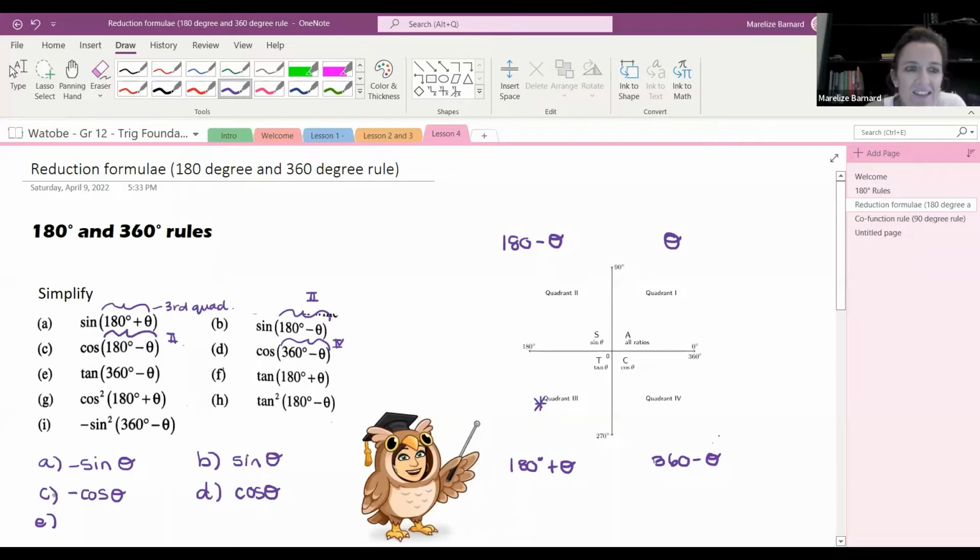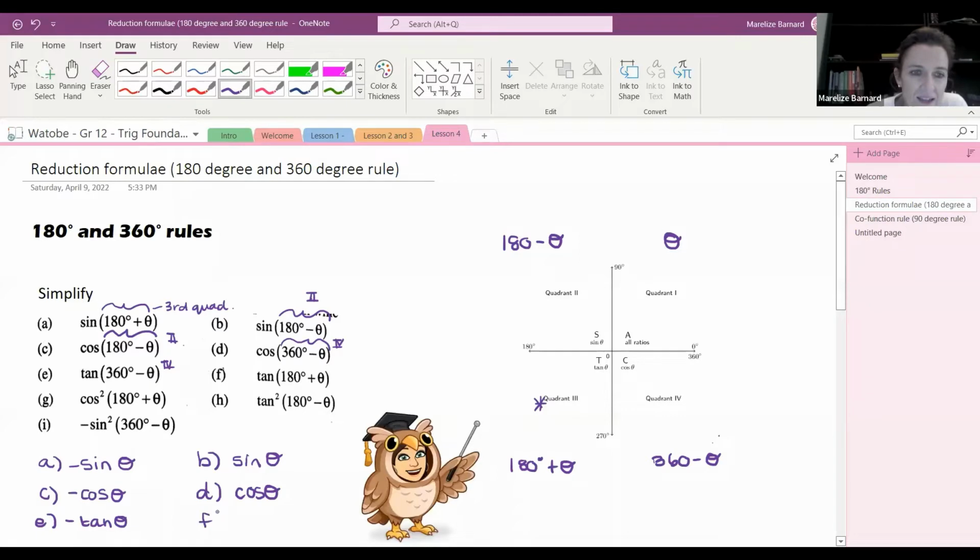Okay, let's go on to question E. Tan of 360 minus theta. 360 minus theta is the fourth quadrant, and I see lots of answers coming in. Well done, guys. Please, everybody, I encourage you to participate and to put your answers in the chat. There we go. We've got minus tan theta. Okay. Yes, Courtney, this is pure maths.